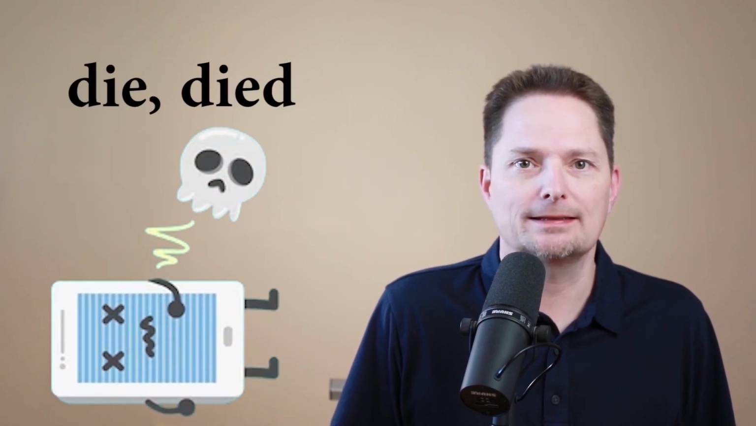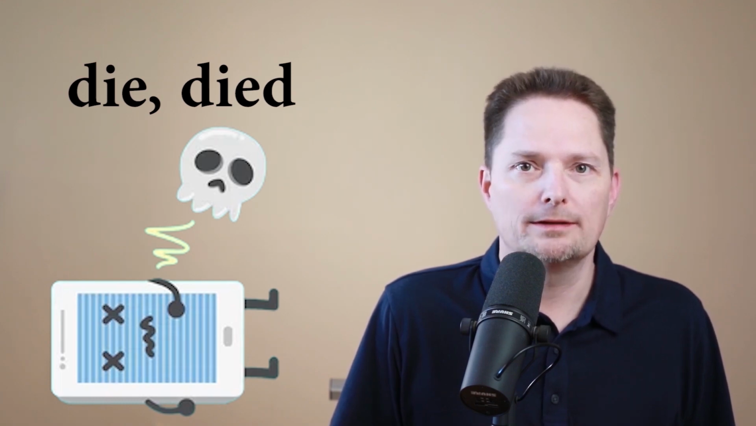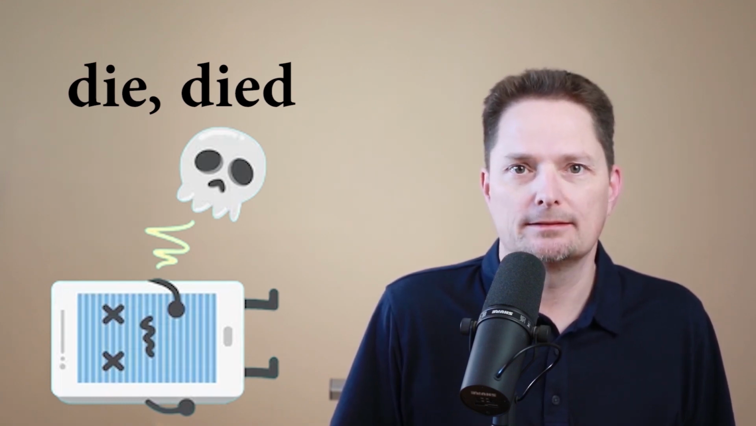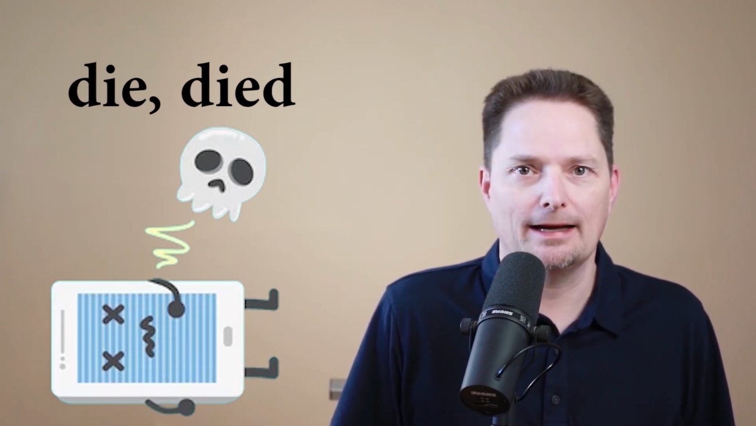So die is the verb in present and the verb in past is died. So example, I called you yesterday but you didn't answer. What happened? Did your cell phone die? And the answer is yes. My cell phone died. Past action, died.